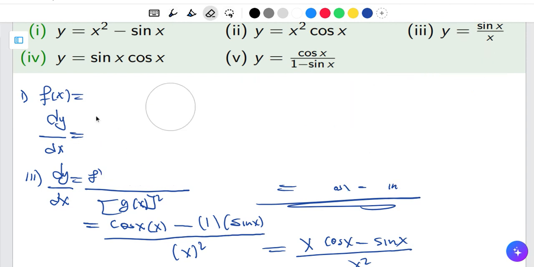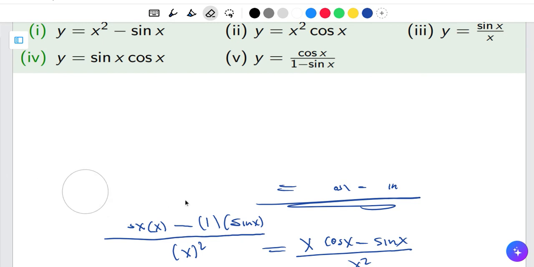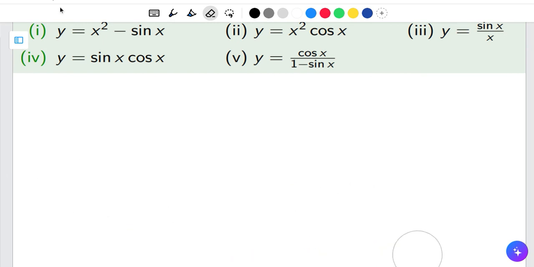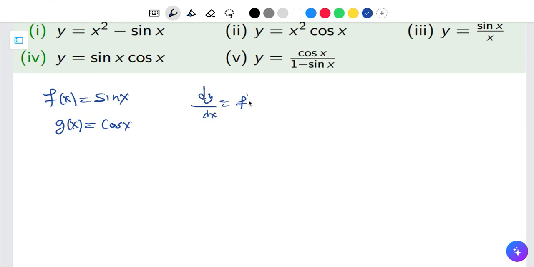So the fourth one, we have been given two functions also, so we need to use the product rule. Let's name the first function as f of x as sine x, then the second one is g of x as cos x. So finding the derivative, we need to use the product rule. So the derivative is going to be equal to f prime multiplied by g, then plus g prime multiplied by the f function.